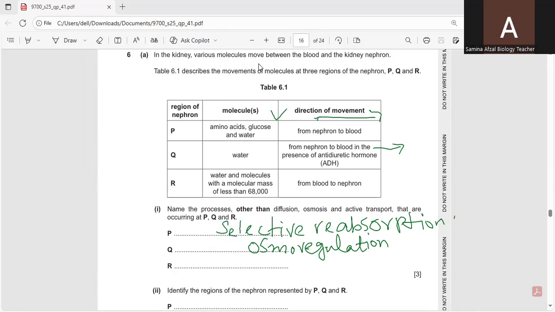So this process in the nephron actively regulates water movements. The specific movement of water from nephron to the blood in the presence of antidiuretic hormone is referred to as facultative water reabsorption. So we can write over here the osmoregulation. And I would like to write further information.